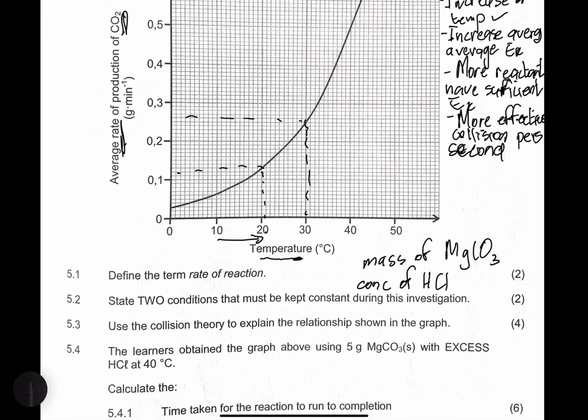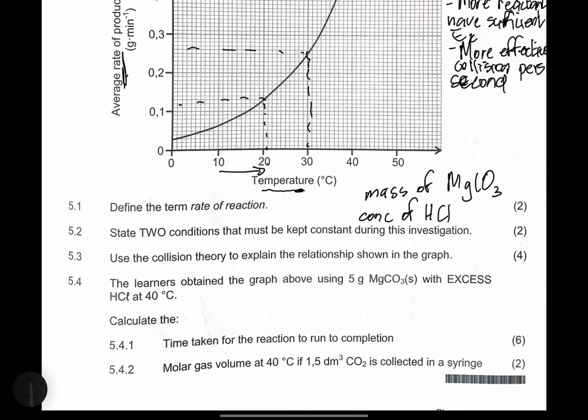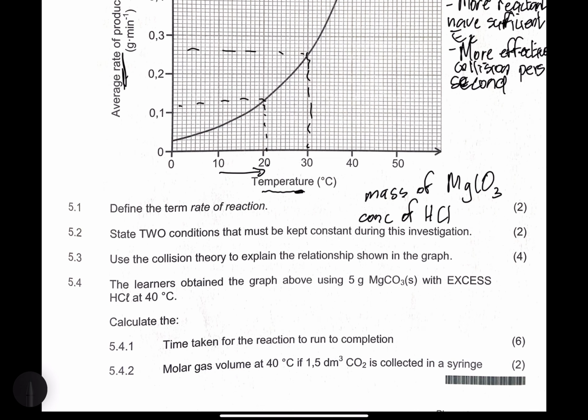So whenever we increase temperature, we are increasing the average kinetic energy. So now it means that more reactants will have sufficient kinetic energy, so that will increase in this case the number of collisions, effective collisions per second, and that will in turn increase the rate of reaction. Okay, right, now moving to the next one.